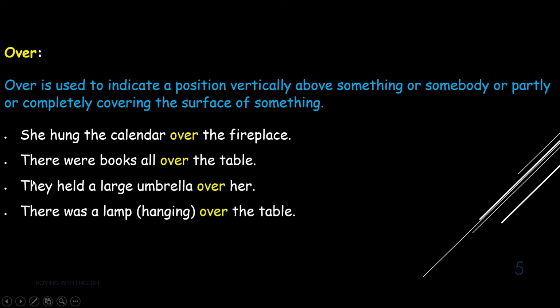Next is over. Over is used to indicate a position vertically above something or somebody, or partly or completely covering the surface of something. Like, she hung the calendar over the fireplace. There were books all over the table. They held a large umbrella over her. There was a lamp over the table, or there was a lamp hanging over the table.